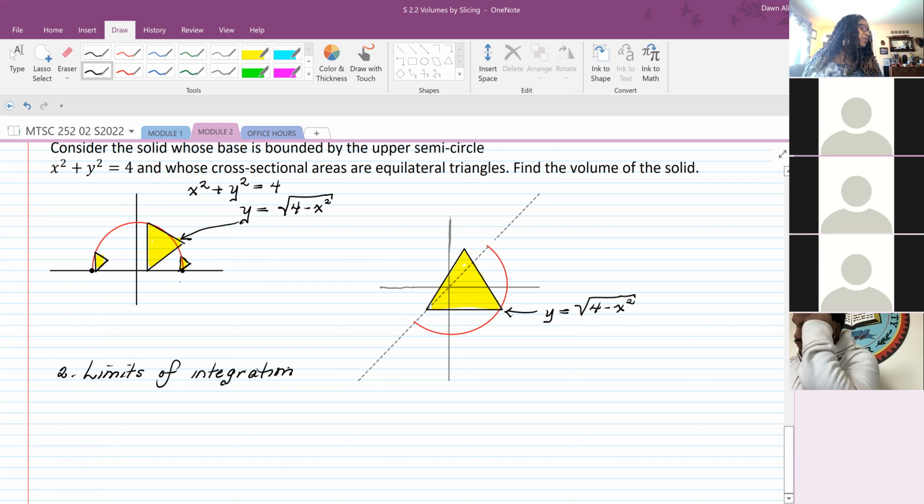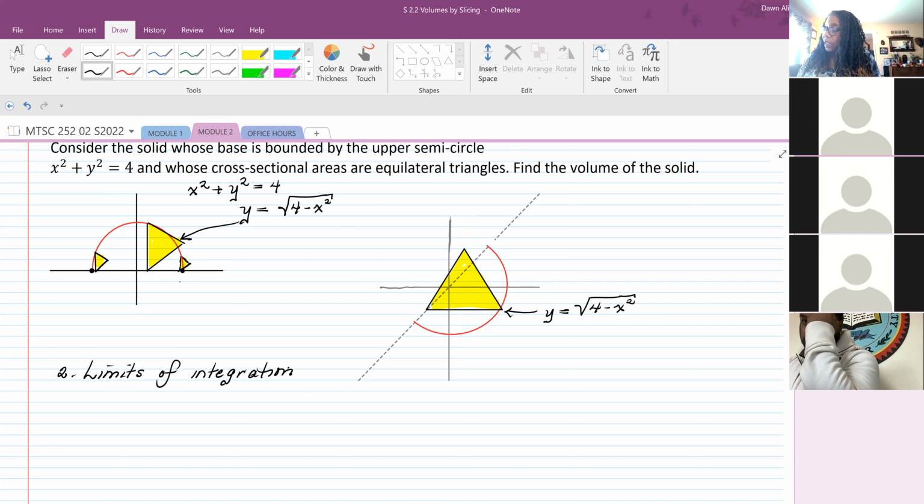How do I find those values of x? I have to use my curve. How do I find those values of x? Anybody there? This is actually the easy part of the problem.